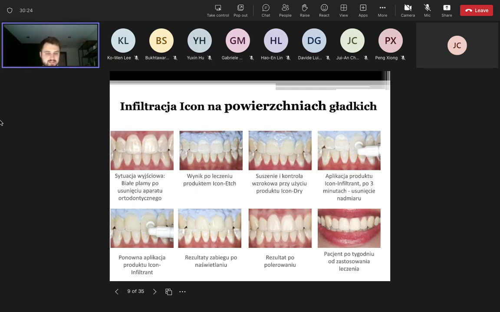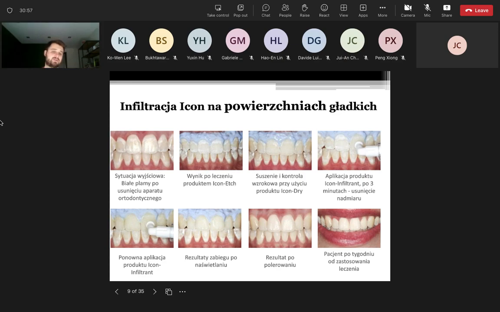In this photo, we've got the icon placed in the front region. This is the most common situation when we use the icon. It is after the ortho treatment, because when the braces are gone, we've got white spots on the buccal surfaces of the tooth. And it is a great place for the icon. We don't have to prep this enamel.